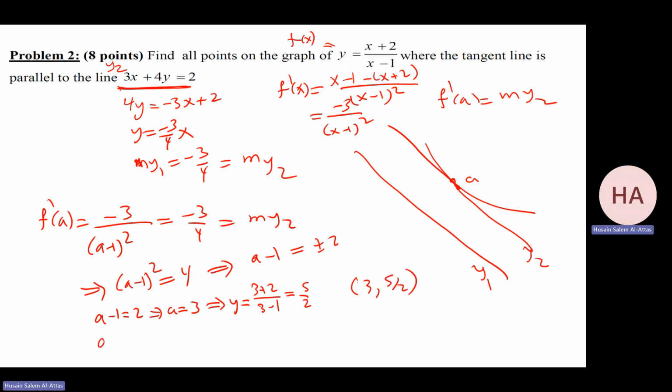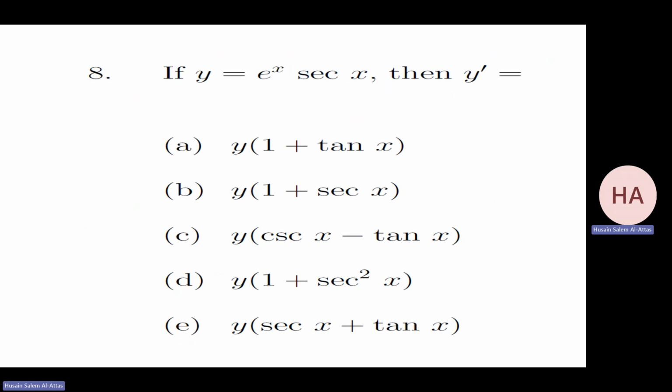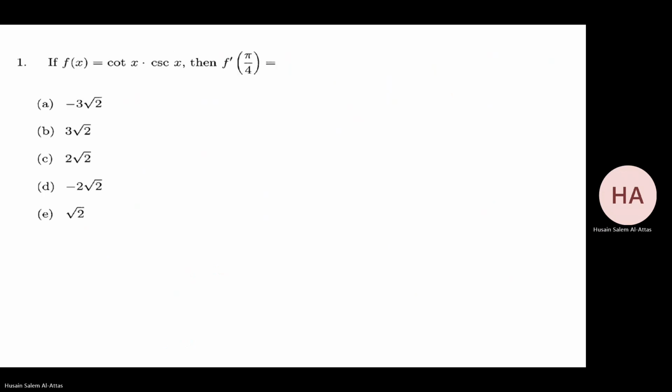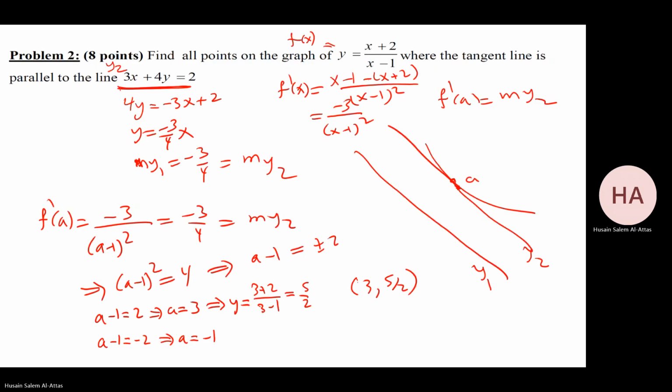This is one point. A minus 1 equals minus 2, so a equals minus 1. That means y, I substitute minus 1: minus 1 plus 2 over minus 1 minus 1 becomes minus half. So the point is (minus 1, minus half). Second.